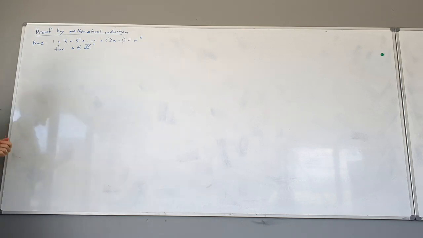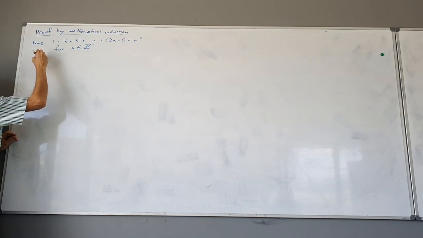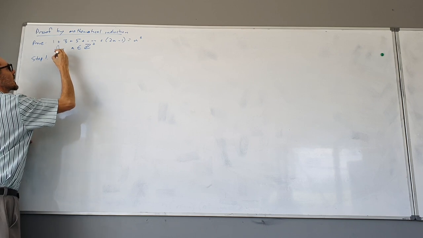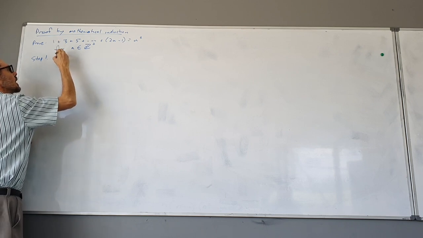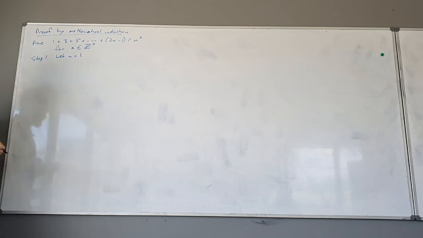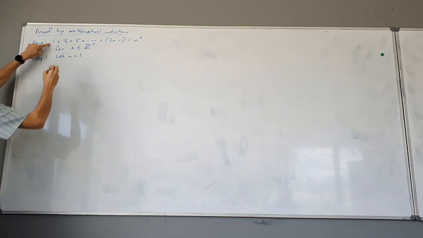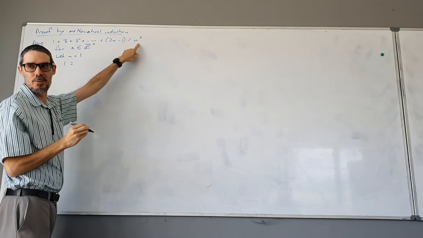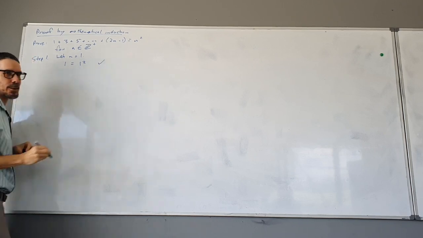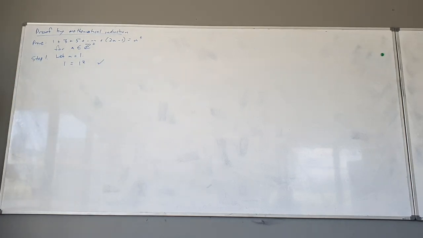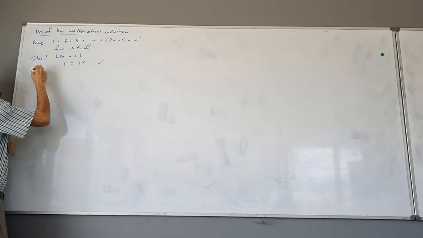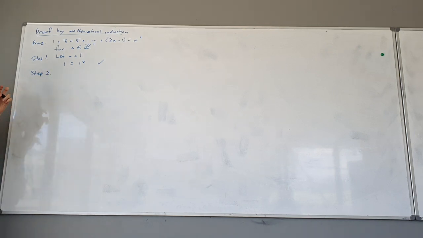So a proof by induction always has 2 steps and then a concluding statement. So first of all, let n equal 1. How many terms have I got on the left? Just one term. And how many terms on the right? It's correct. Step 1's usually easy, though not always quite as simple as that. Step 2 is the inductive step.